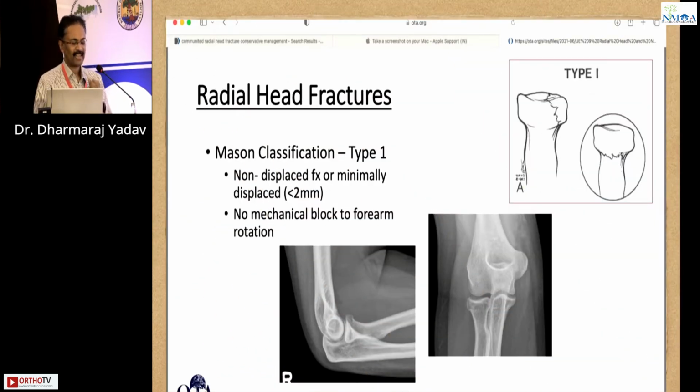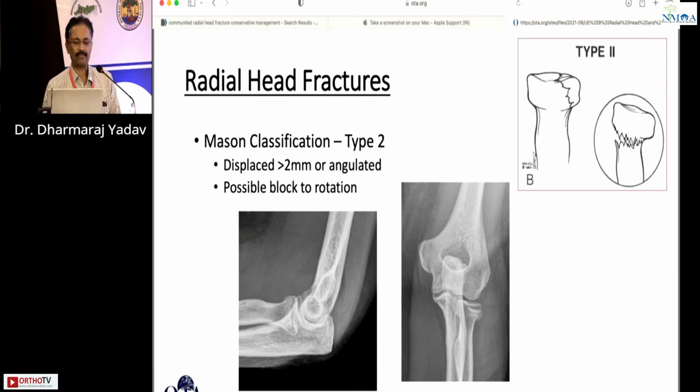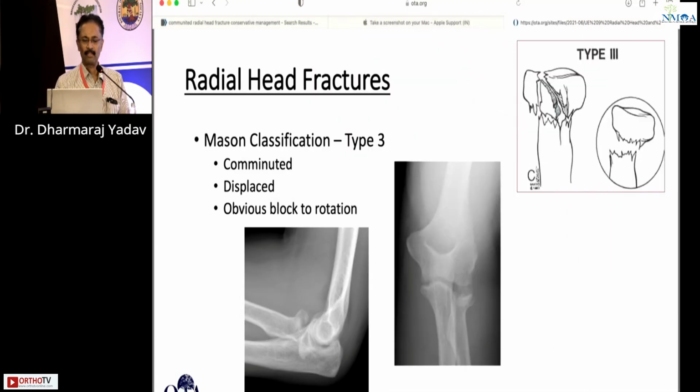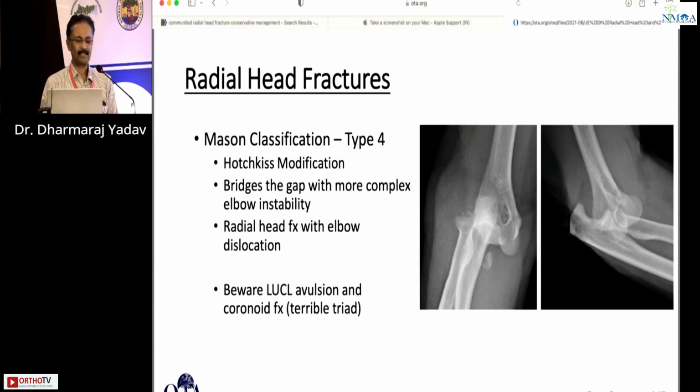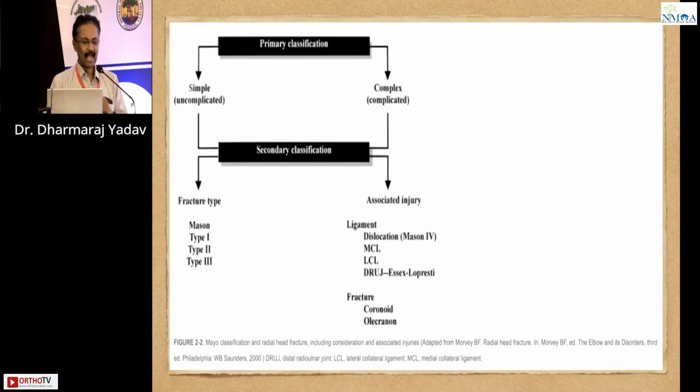And of course, in 1954, Mason was the first one to classify. Type 1 is out of the discussion today. Type 2, again out of discussion, just for mentioning. Type 3 is something which we are going to talk about, which is the comminuted radial head fracture. Johnston added another, type 4, which was associated with elbow dislocation. But I think now this classification gains more importance.